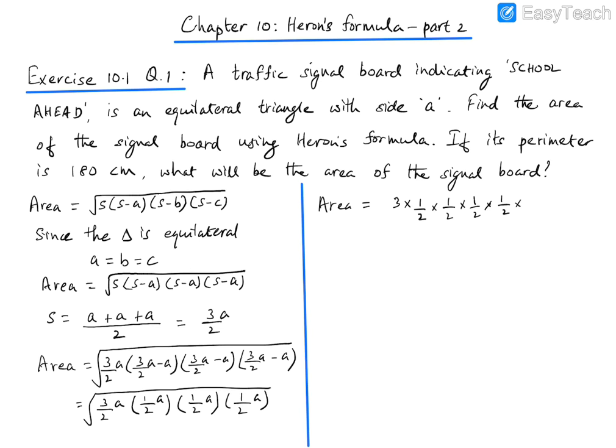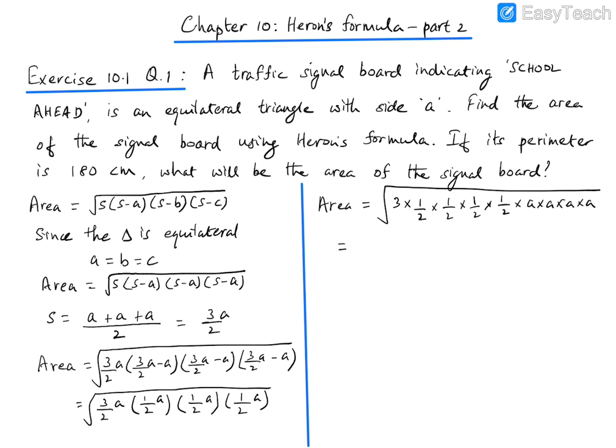And then we have the a term, a into a into a into a, 4 times. So we'll have a power 4. Okay, a 4 times we'll have a into a into a into a. And all of this is under the root. So we can simplify this expression.